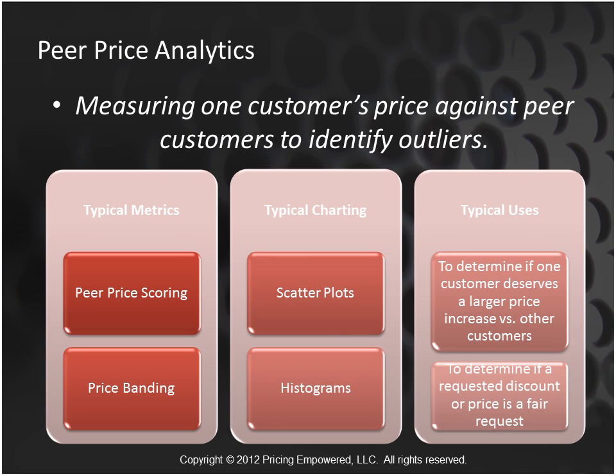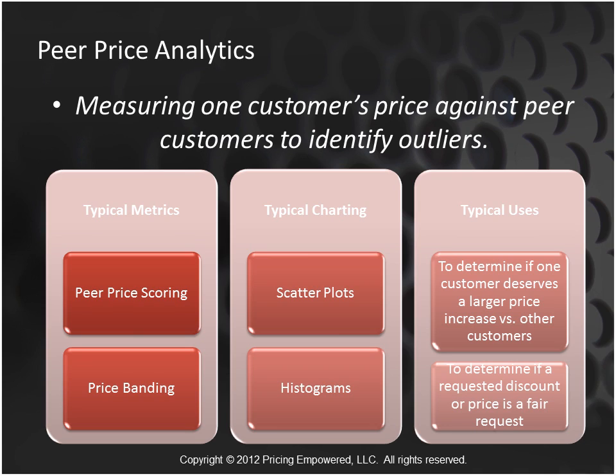Today we are going to discuss two common types of analysis: peer price scoring and price banding. Peer price scoring is simply building ratios of a customer's specific price versus the average prices for their peer group or versus a target price for their peer group. This type of analysis is best viewed in a scatter plot. This analysis is best used to identify risk and opportunity by looking for outlier behavior.